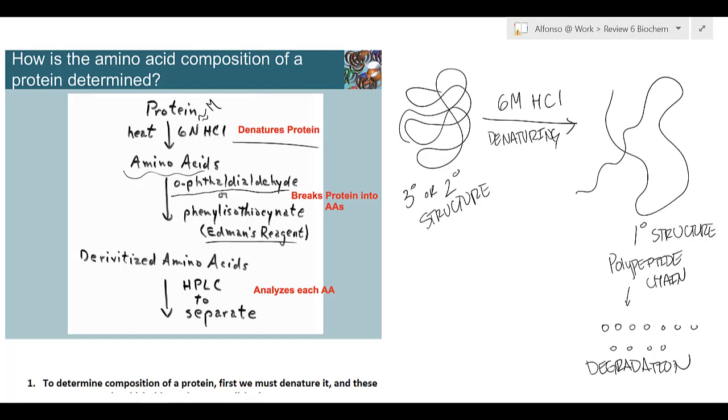Okay, so the first thing you got to do is denature the protein. Then what do you got to do to that polypeptide? Degrade it using what reagents? Edman's reagent or orthophthaldehyde, something like that. And then after you degrade it, what are you left with? The individual amino acids. And what do you do to those individual amino acids? You use HPLC to separate. After you've used Edman reagent, you have derivatized amino acids.